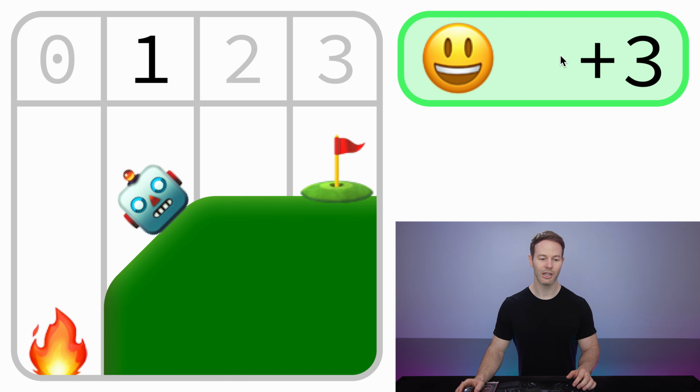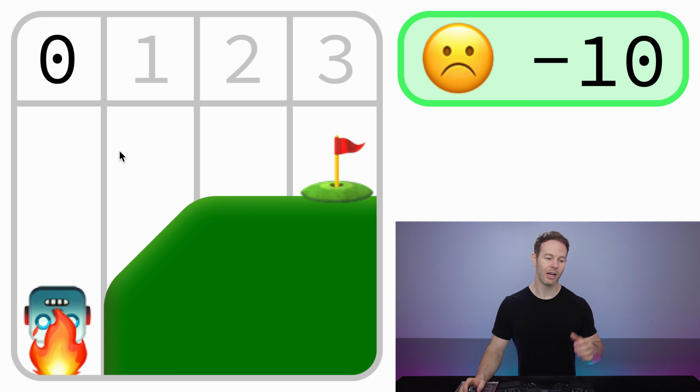Now, if we go left, we'll pick up the diamond, which will give us a reward of +3, and then we'll end up on this little slope over here, where we can again choose to go left or right, but the game hasn't ended in this state. And from here, if we choose to go left, we end up in the fire pit. Wah, wah. And we get a reward of -10, and that ends the episode. So the fire pit is also a terminal state.